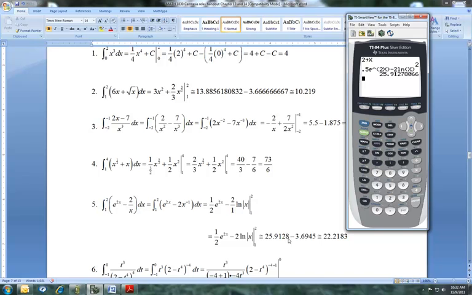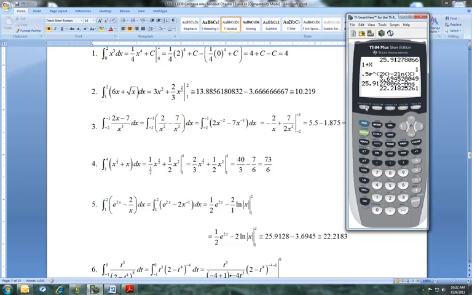So there's that part. Now let's put in 1, storing for x. Let me do second enter to recall. So there's that piece. So I'm going to take the top one, 25.912788066 minus my second one. And there it is rounded off.